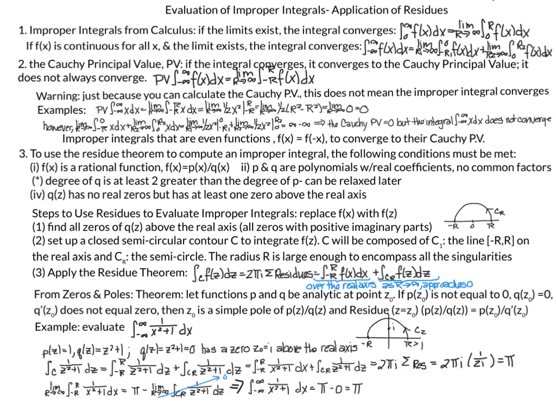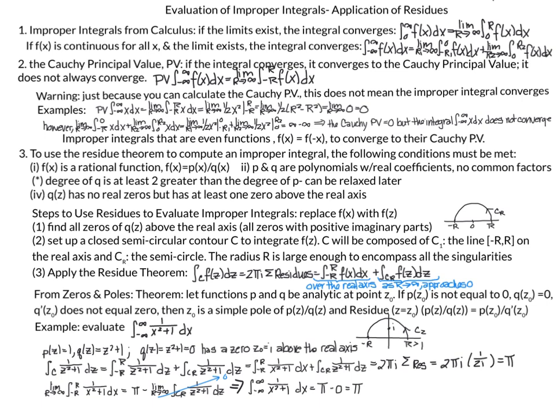So now we have this: the integral from negative r to r, 1 over x squared plus 1 dx, is equal to pi minus the limit as r approaches infinity of the integral along the top curve, the semicircle C sub r. And what we will see later in this video, when we go over this problem in more detail, is that as r approaches infinity, this integral will approach 0. So it goes to 0, which means that our integral from negative infinity to infinity, 1 over x squared plus 1 dx, is equal to pi.